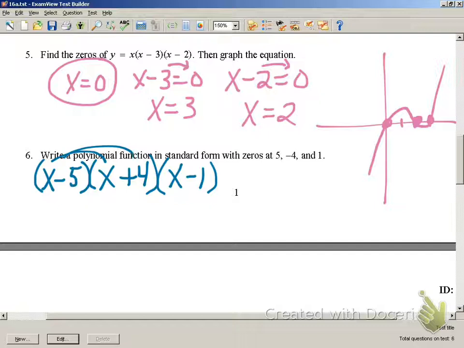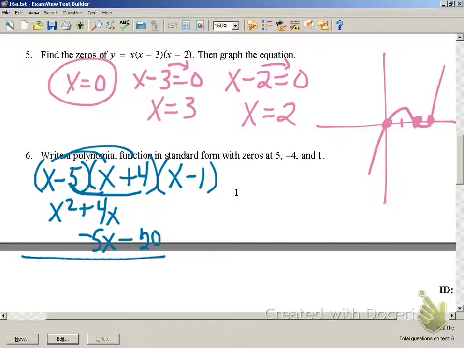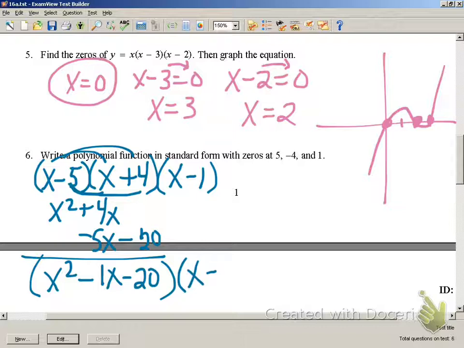Here we start distributing. So we have x squared plus 4x. I will then multiply negative 5x, negative 5 times x, and 4. And notice I'm going to do this vertically so we can see all of our like terms. So that gives us x squared minus 1x minus 20. And that solution will now be multiplied times x minus 1.